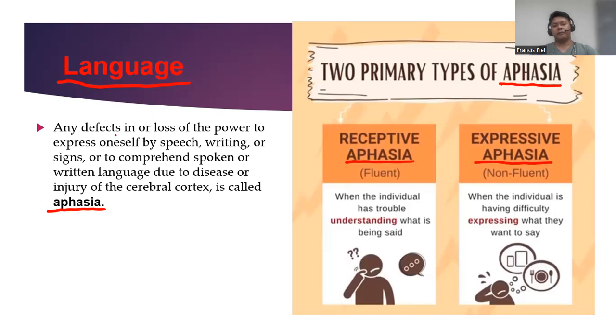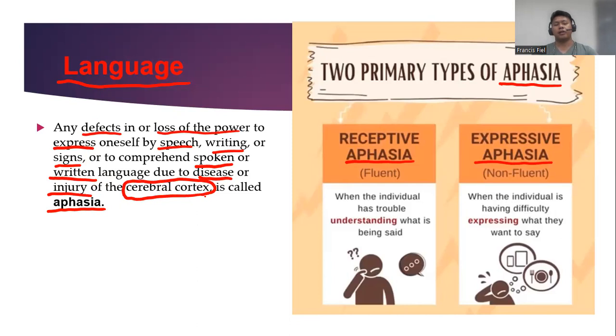Ibig sabihin, defect, loss of power, or hindi niya kaya. Unable to express oneself through speech, writing, or signs. So, hindi niya masabi, hindi niya masulat, hindi niya sign language yung gusto niyang sabihin, that is aphasia. Also, hindi niya maintindihan ang sinasabi mo, ang sinusulat mo, or yung binabasa, that is also aphasia. Ibig sabihin, that there is a disease or an injury in the cerebral cortex of the brain.